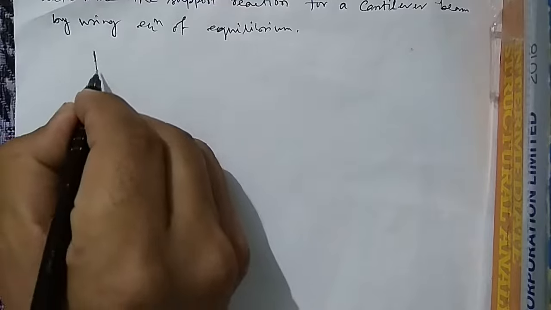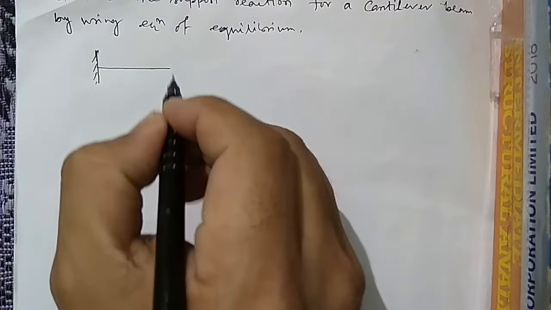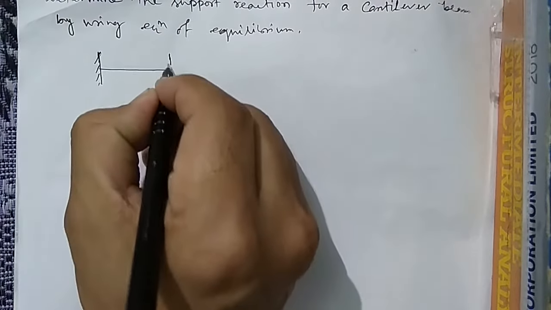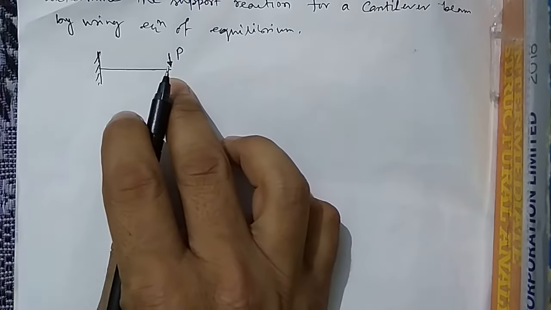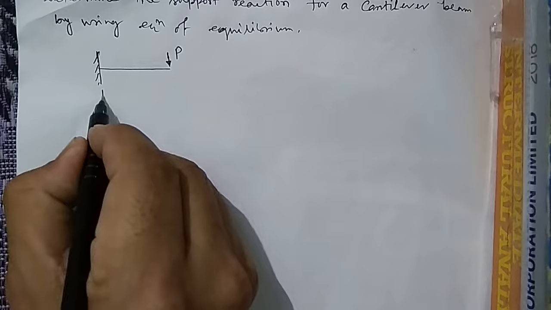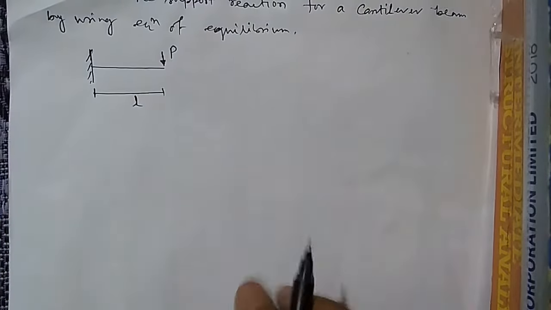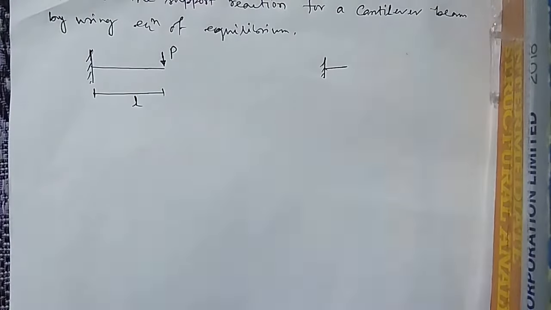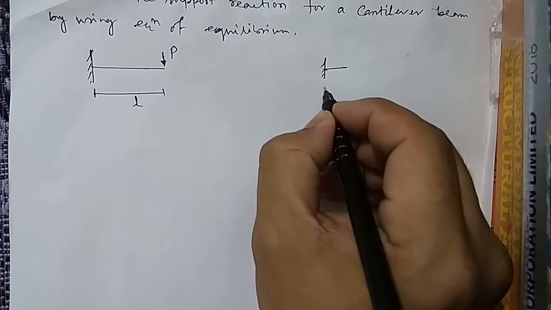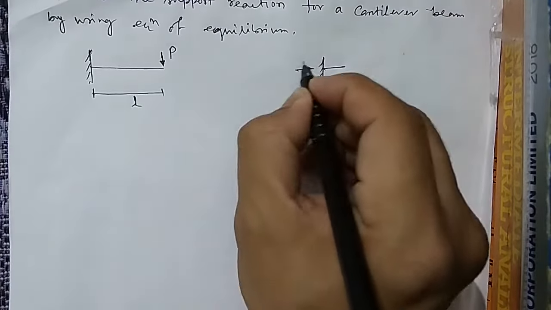This is the cantilever beam, and we assume a P load is applied at the free end, and this length is L. For a cantilever beam, we previously discussed that there are three types of support reaction.